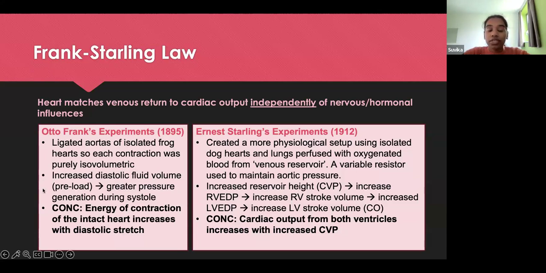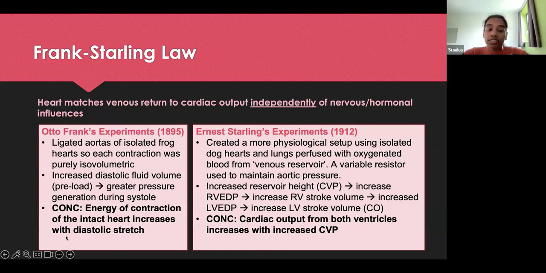When you've got an increased volume of diastolic fluid, that's your preload, right? The amount of volume that you have before you're contracting. An increased preload created a greater pressure during systole. If you think about it, if you give yourself more energy, i.e. the preload, what you're putting out is going to match that. So you get an increased pressure with systole.